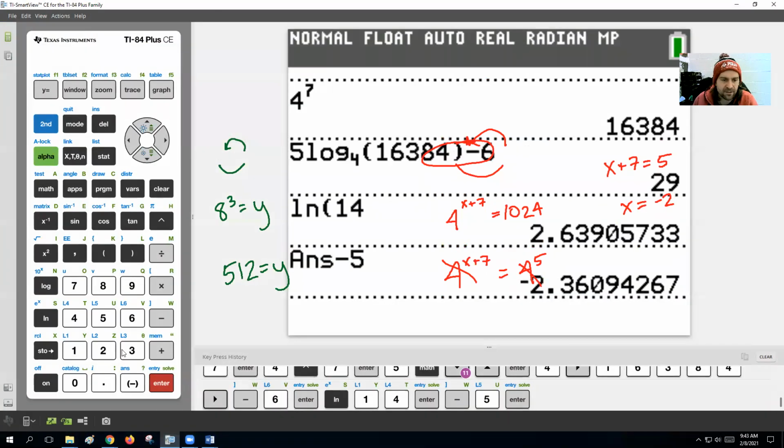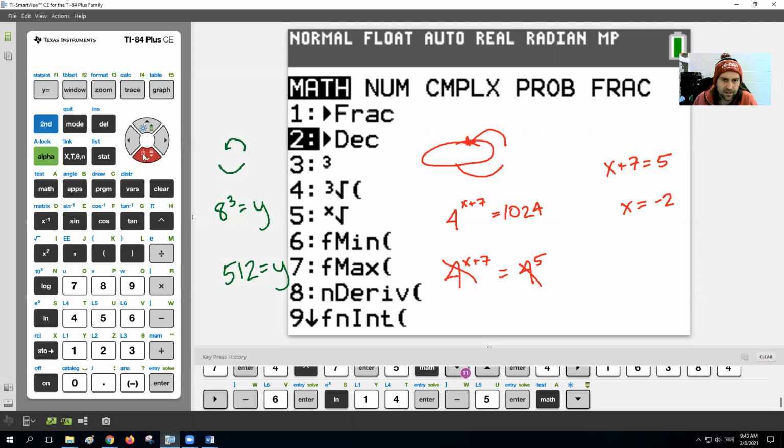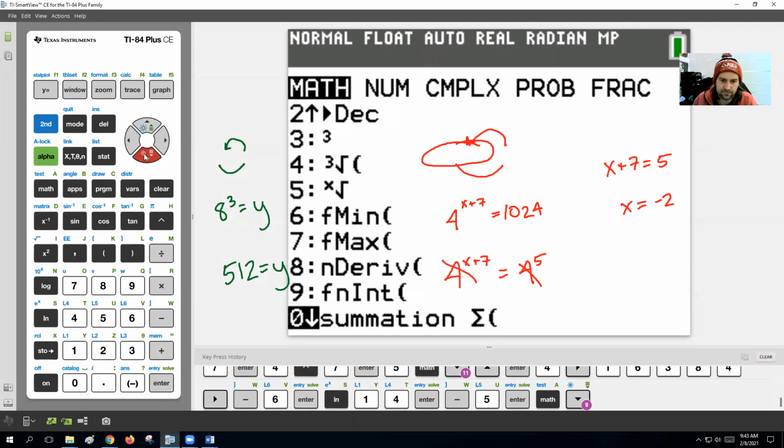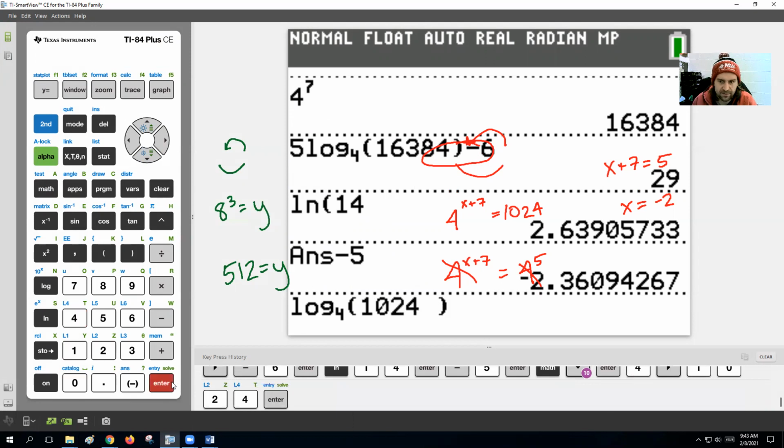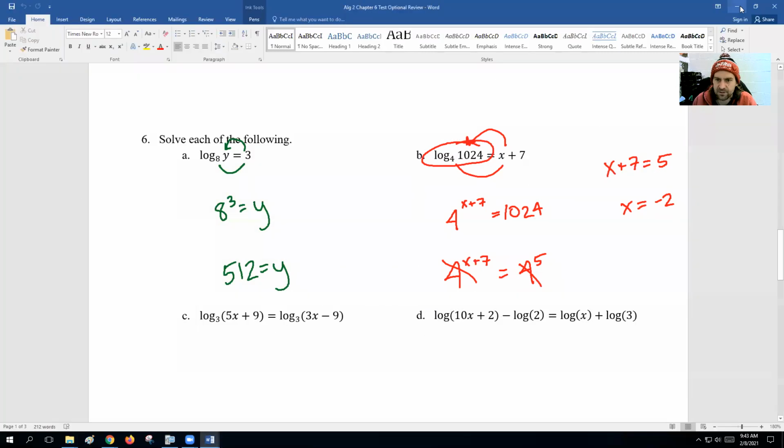Now, what you could have done as well with that problem is you could have just gone in with the calculator, used the log base button, and did log base 4 of 1024. Figured out that that is 5. So you could have just figured out, okay, this is 5 equals x plus 7. Gone through and subtracted. So common bases are nice.